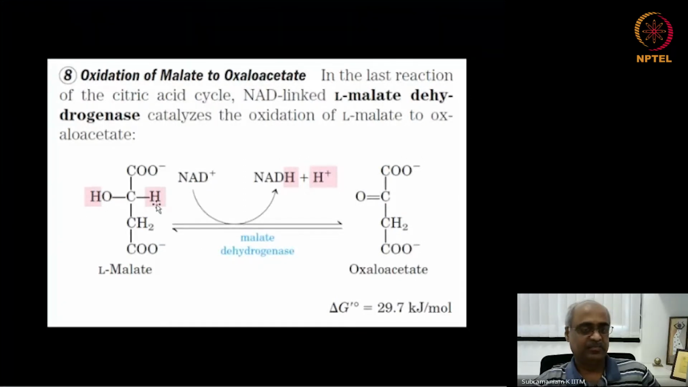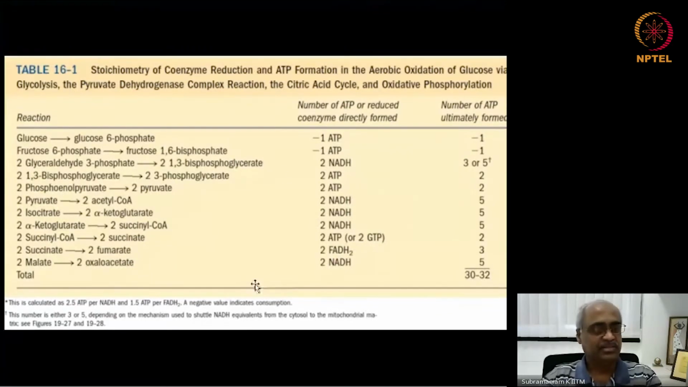Essentially, this is a removal of two hydrogens, and here the mode of transfer is hydride ion, 2 electrons and 1 proton, that is into the NADH, and the other proton goes into the medium. So this is how we get the oxaloacetate back. So this table summarizes starting from glucose till completing one cycle of oxaloacetate. Okay, in the process, what have we done?